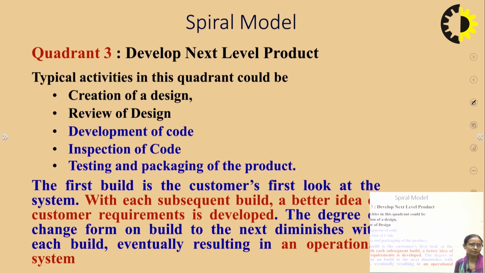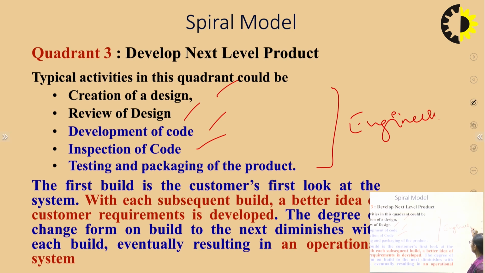In quadrant 3, we are developing the next level product. So, typical activities related to the development of a product are creation of a design model, review of the design model of that particular software, code development, then inspection, testing and packaging. All these things are why we say it pertains to the engineering approach.